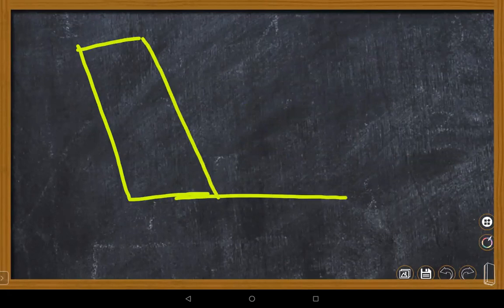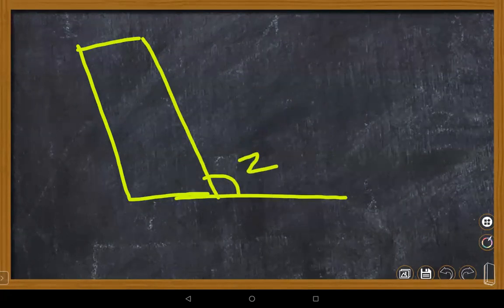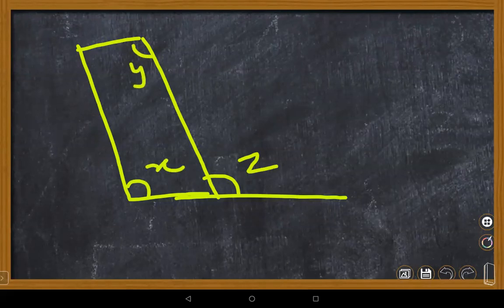The question is, you just see here. This is exterior angle Z. This is angle X. This is angle Y. This is angle 50. You need to find the values of X, Y, Z in this parallelogram.